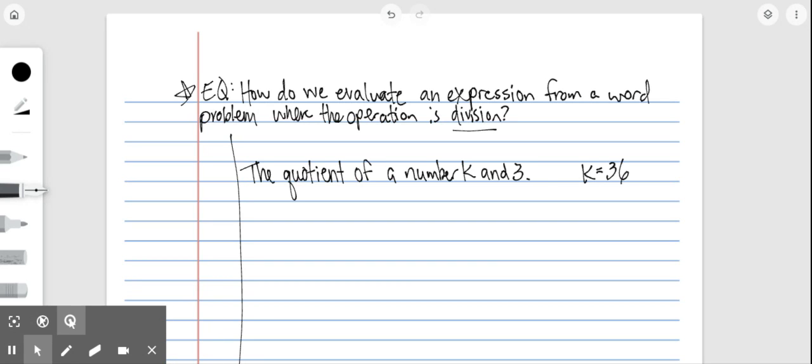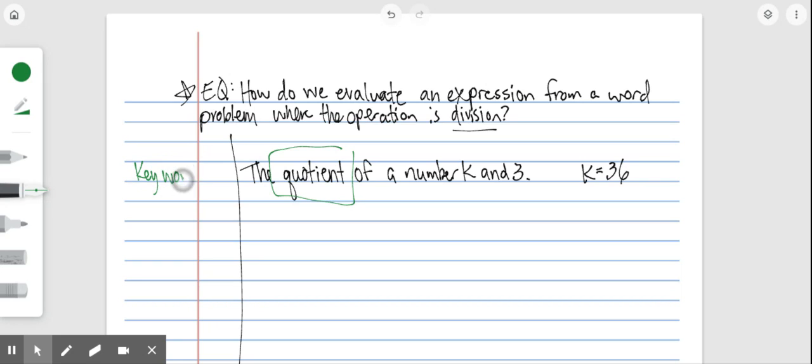All right, the quotient of a number k and 3, where k equals 36. So we're going to start by isolating this word right here. It is quotient. So keywords that mean division are things like quotient. Quotient means to divide. So the quotient of a number k and 3. So I've got k divided by 3.